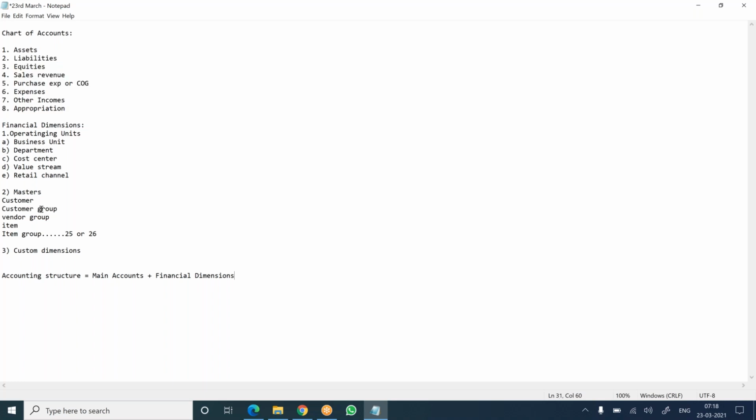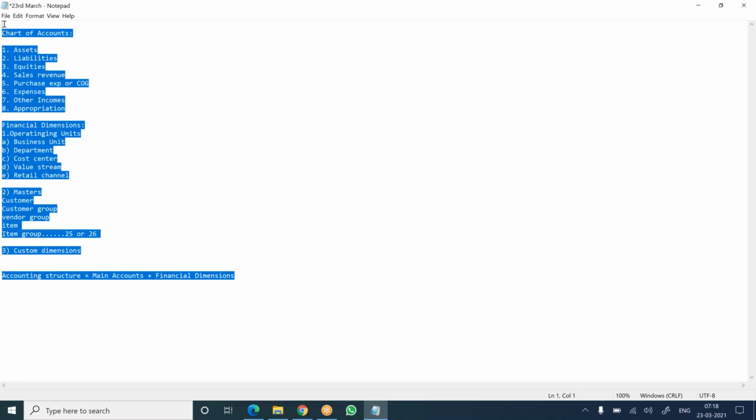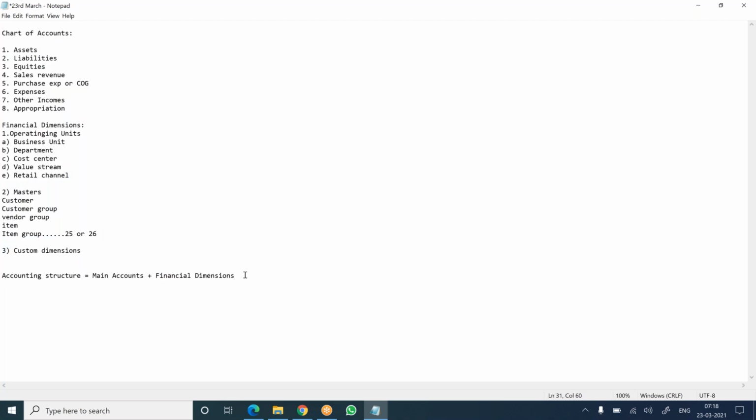I know this topic is a little bit boring, but you need to understand. This is a must, you need to understand. Next, if you want to become a finance consultant, the minimum requirement is vendor invoice how to post, vendor payment how to post, customer invoice and customer payment. This is most important.